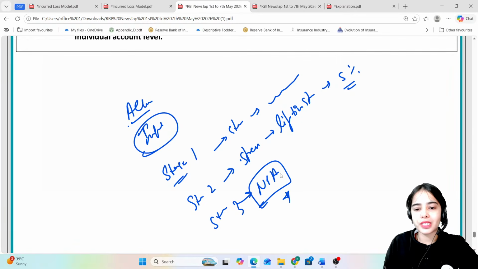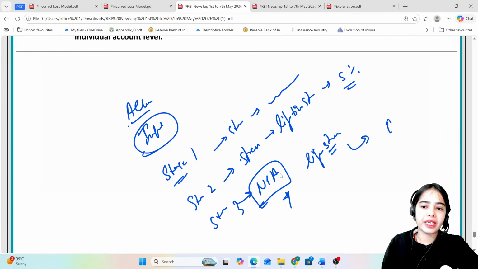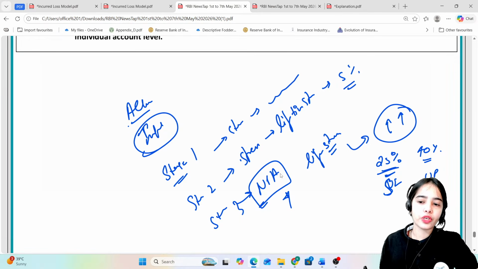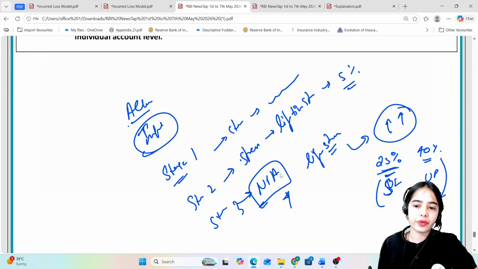As soon as the loan becomes NPA, the lifetime stress is final and the provisions have to be maintained at a higher level. 25% for the secured loan, 40% for the unsecured portion, and that has to be increased slowly for the secured loan, but for the unsecured portion, 40% to 100% directly. So this is the idea.